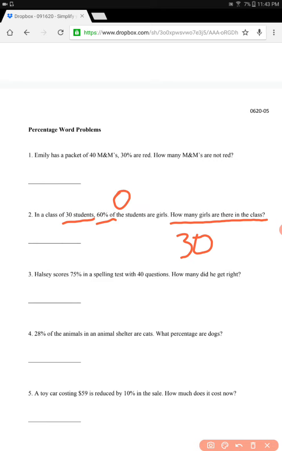60% is the same thing as, in decimal form, 0.6. And 60% of 30 would be 0.6 times 30. And that would be 18. Yep. All right.